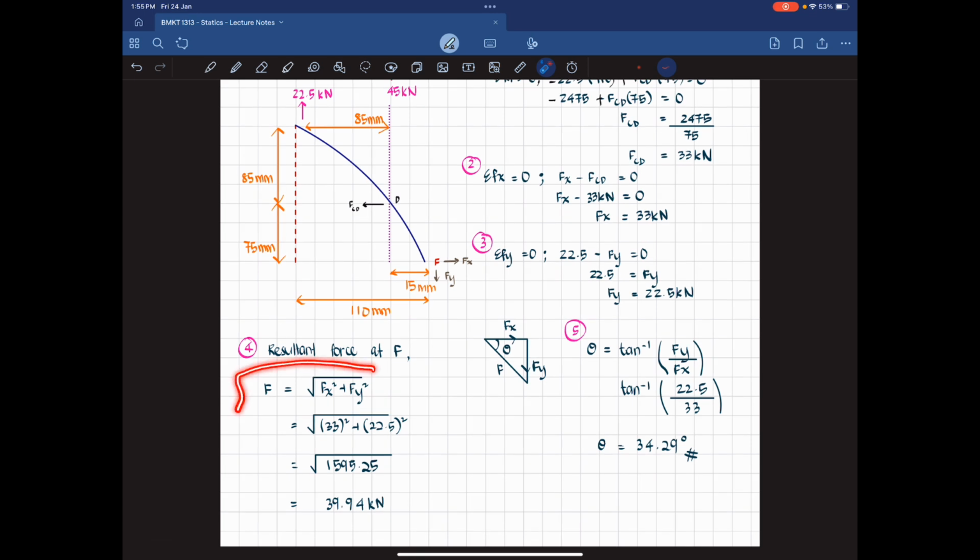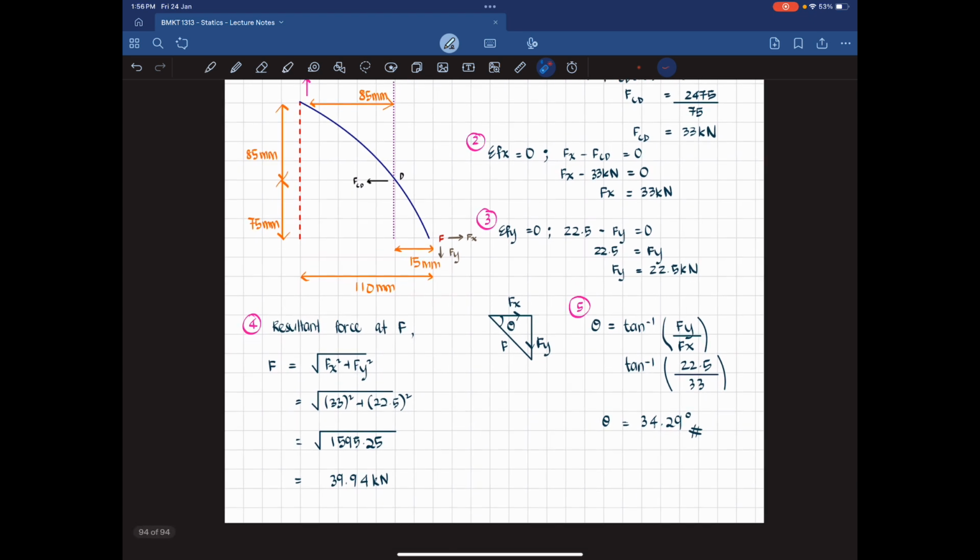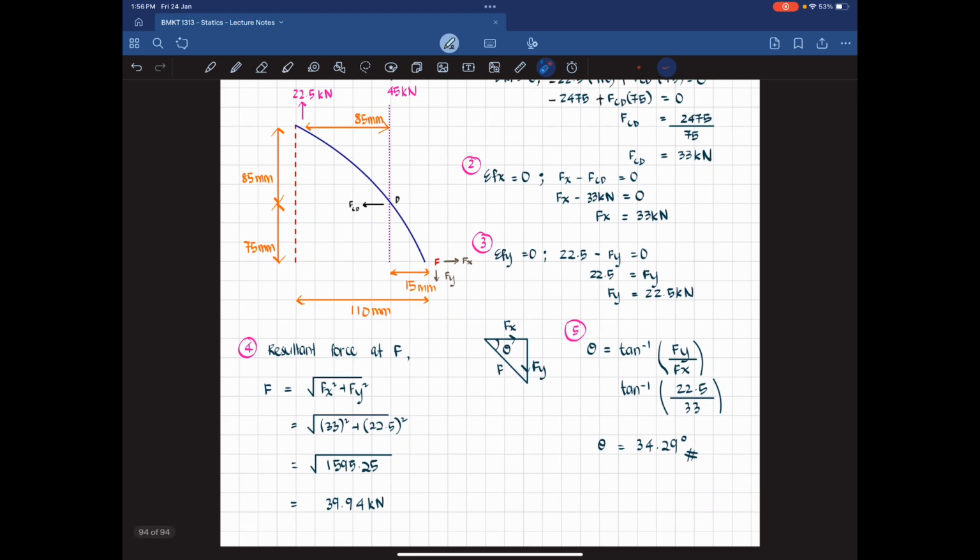This is the formula for the resultant force at F. We substitute the answers for Fx and Fy into the given formula. With calculation, the answer we get is 39.94 kilonewton.